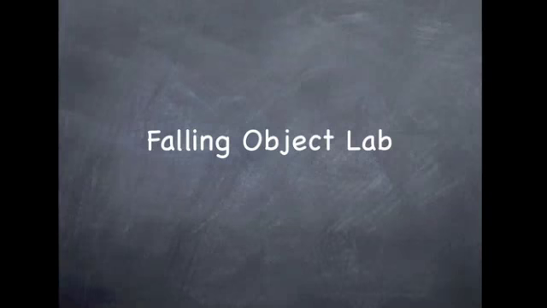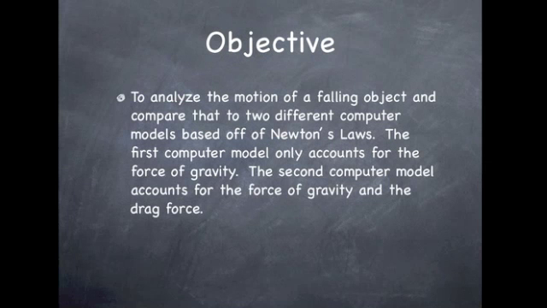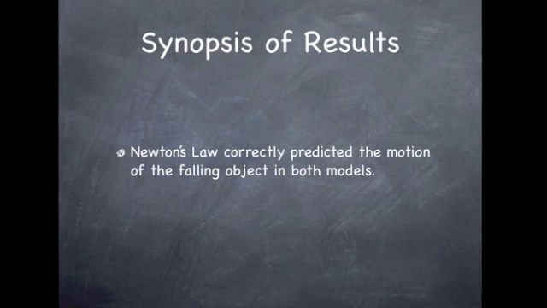Falling Object Lab. The objective was to analyze the motion of a falling object and compare that to two different computer models based off of Newton's laws. The first computer model only accounts for the force of gravity. The second computer model accounts for the force of gravity and the drag force.